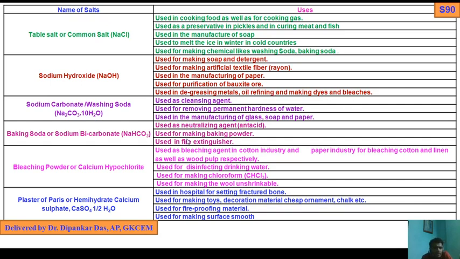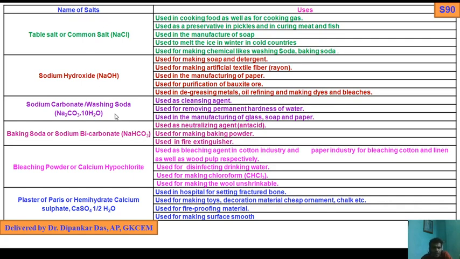So what are the uses of sodium hydroxide? Used for making soap and detergent, used for making artificial textile fiber, rayon, used in the manufacturing of paper, used for purification of bauxite ore, used in degreasing metals, oil refining and making dyes and bleaches.